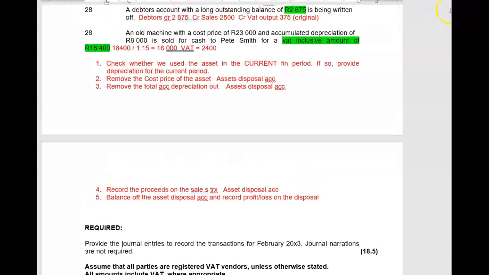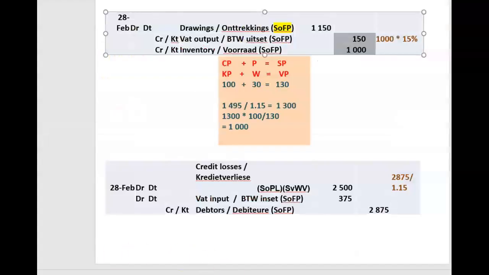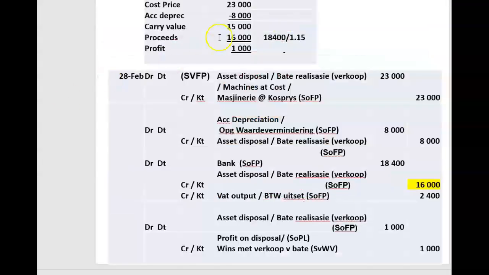The cost price of this asset was 23,000. The accumulated depreciation was 8,000. So let's have a look at the calculations. Cost price 23,000, accumulated depreciation 8,000. So the carrying value of this asset at the date of sale is 15,000. This 8,000 was at the date of sale, so we don't have to provide for any depreciation in the current financial period. Proceeds. Remember what I said to you about the proceeds?